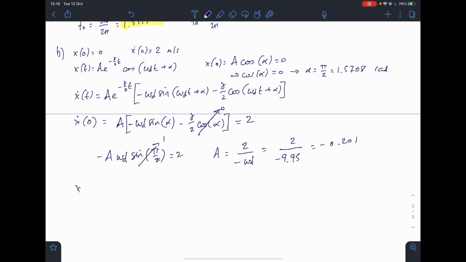So our equation of motion, x of t, is minus 0.201 e to the minus t, because gamma is 2, divided by 2 you get 1, times cosine of 9.95 t plus 1.5708, and there's our solution. So that's how you work it out. Basically, when you've got a free oscillation, you need to apply your initial conditions to get those unknowns.